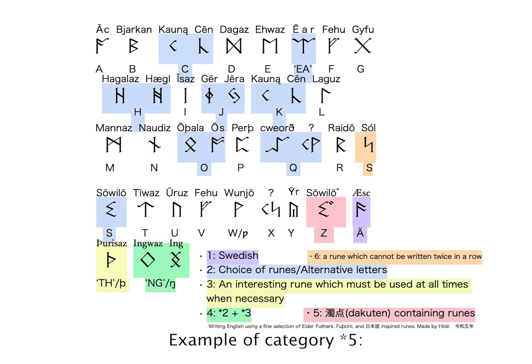Example of category 5, for writing the letter Z in runes, here I use the Sōwilō rune with a Japanese dakuten mark. The dakuten is a voice sound mark, making an S into a Z. Example of the last new category in use. If you want to write the word sadness, instead of using the letter Sul twice, you should use the letter Sōwilō twice.